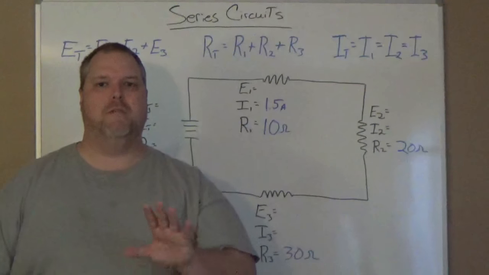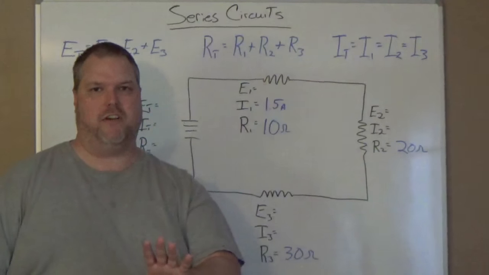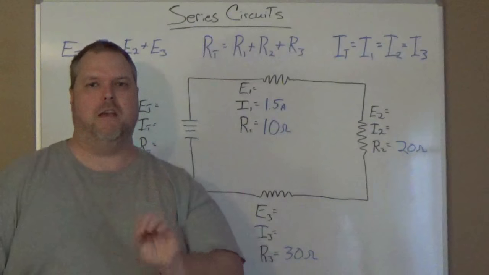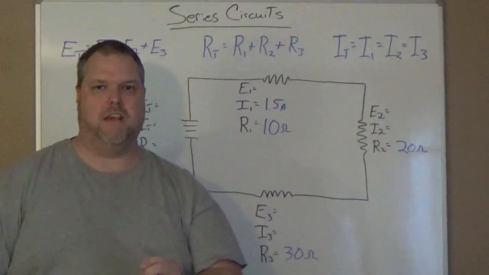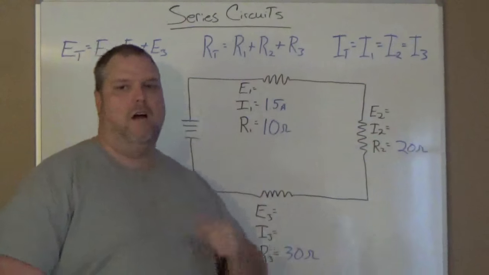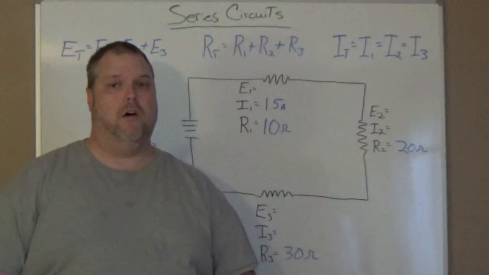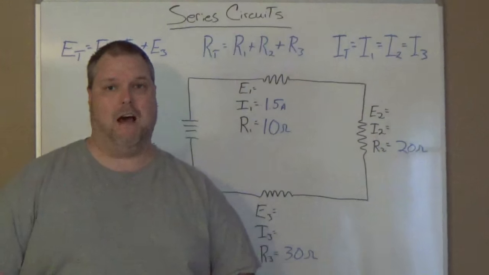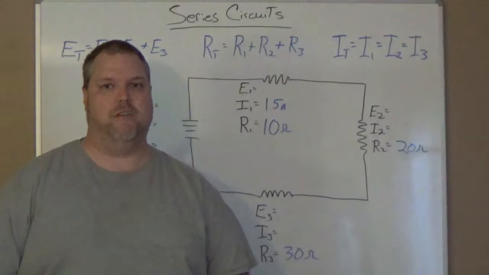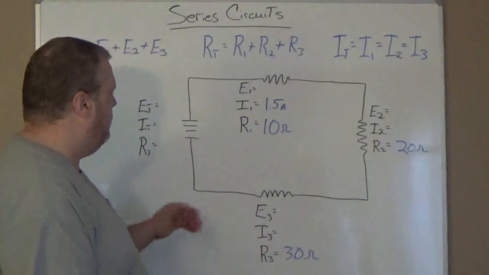The one rule you have to remember in series circuits, amps stay the same. Say it with me. Amps stay the same. So, to find I total, all you need to know is I1, it's the same as I2, it's the same as I3. So what I want to do is I want to solve a circuit.